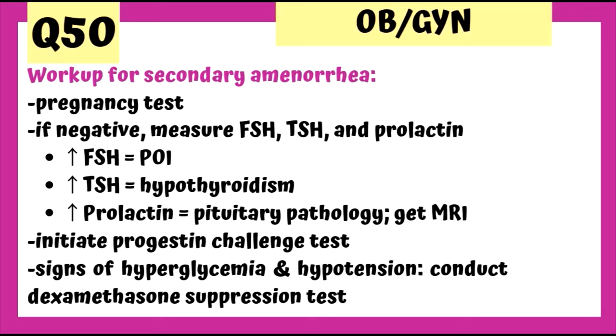There's a workup for secondary amenorrhea. It always begins with a pregnancy test. If it's negative, we measure the FSH, TSH, and prolactin because they're associated with these various conditions over here. And we initiate the progestin challenge test. With signs of hyperglycemia and hypertension, we conduct the dexamethasone suppression test.